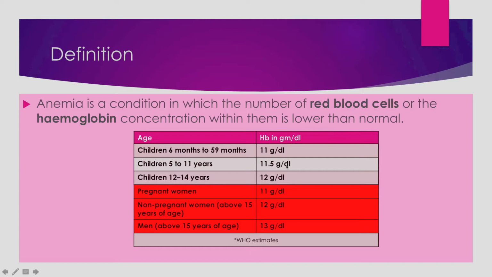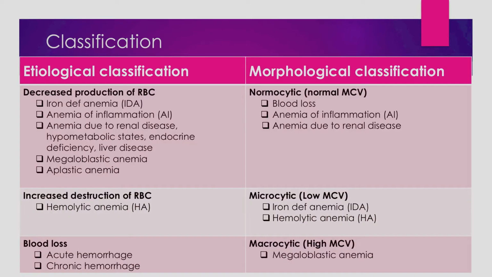So what is the normal hemoglobin concentration? In pregnant women, the normal hemoglobin concentration is 11 gram per dl. Students, pay attention, this is gram, not micrograms or milligrams. Non-pregnant woman is 12 grams per dl, whereas in men it is 13 grams per dl. So it is very easy to remember: 11, 12 and 13. Pregnant woman 11 is the normal, non-pregnant woman 12 is the normal, and men above 15 years of age is 13 grams per deciliter.